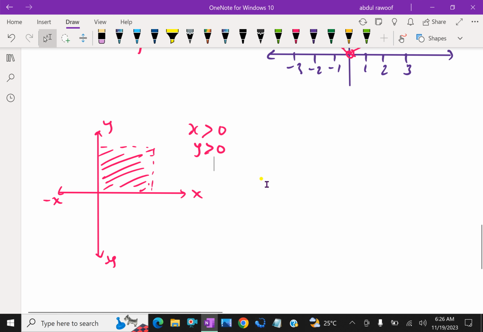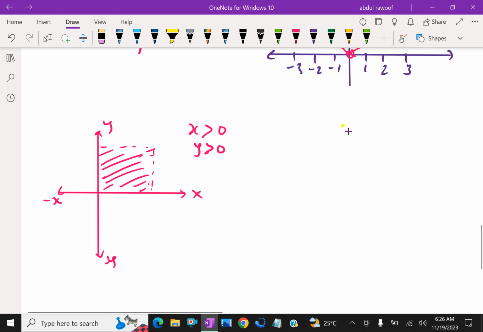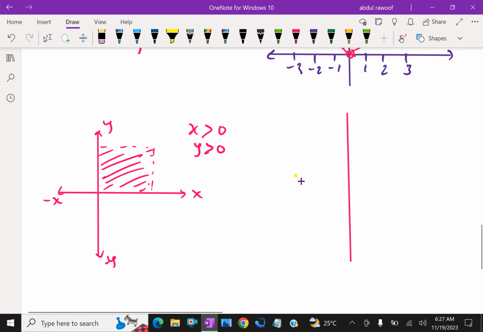Now consider one more set of axes here. Consider some points here.